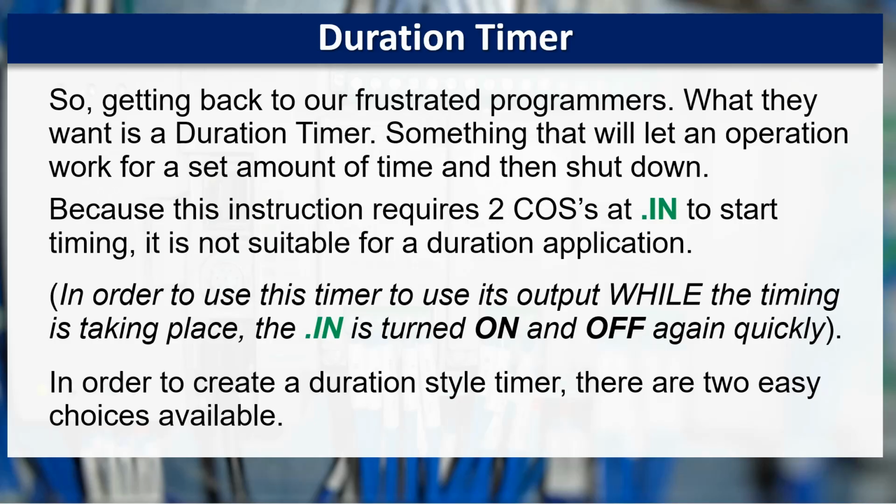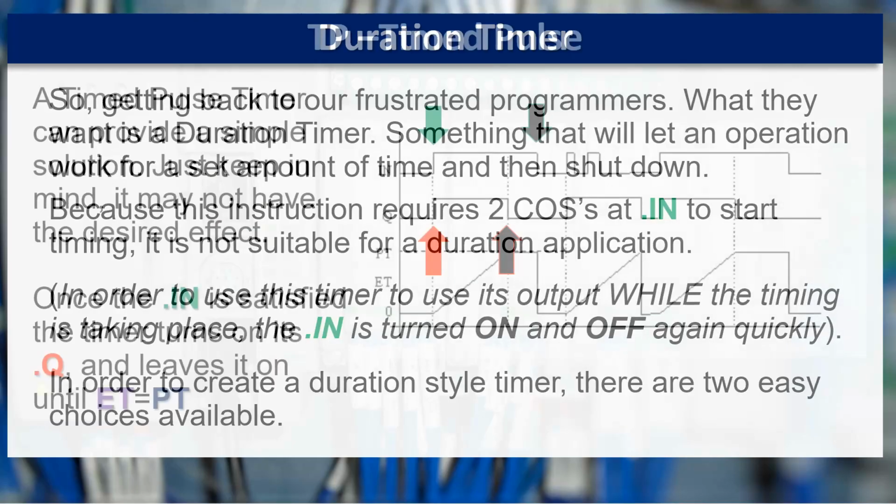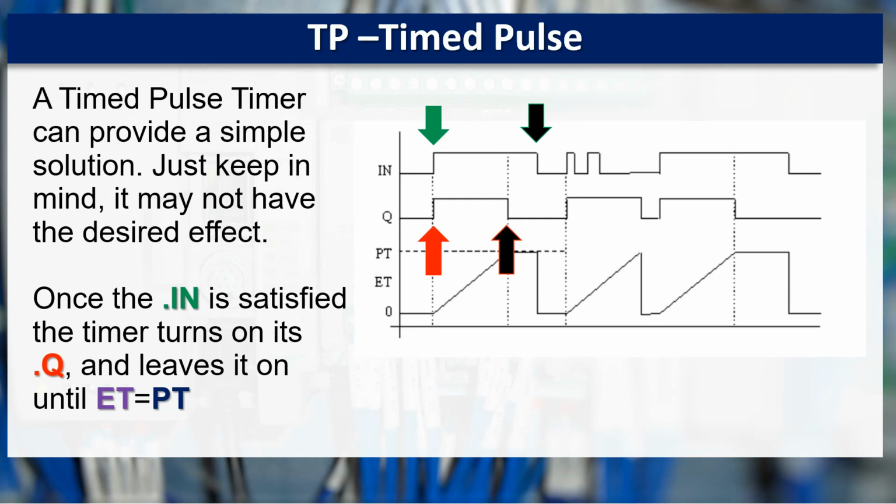But in order to create a duration style timer, there are two easy choices available. The first choice, and it seems to be a natural one, is a timed pulse timer, and it can provide a simple solution. Just keep in mind, it may not have the desired effect. Once the .in is satisfied, the timer turns on its Q and leaves it on until the ET is equal to the PT, until the elapsed time is equal to the program time. That sounds like a good idea, and that sounds pretty much what we want, right?